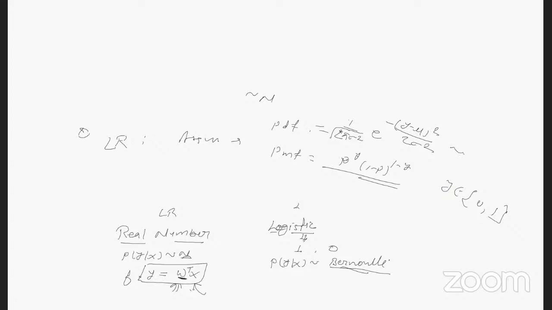By looking at the PMF or PDF, we can find out which distribution the data follows, whether normal or Bernoulli. So we will look at another family of distributions, which is called the exponential family, and then we will go to the generalized linear models. Okay, so let me share my screen here.